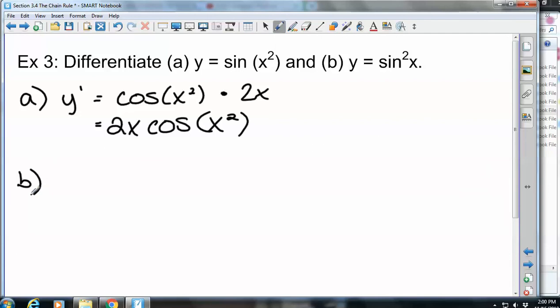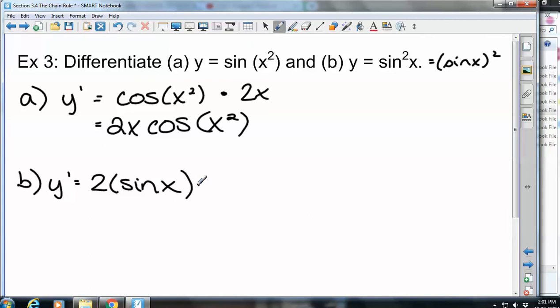On B, when it says sine squared, that means you're taking the sine of x and squaring it. So if you were going to plug a pi in first, would you square or do sine? Sine. You would do sine. So sine of x is the inside here. The square is the outside part. So chain rule says derivative of the outside. So the outside comes down. My 2 comes down. Inside stays the same. If I subtract 1 from my power, it's just to the first.